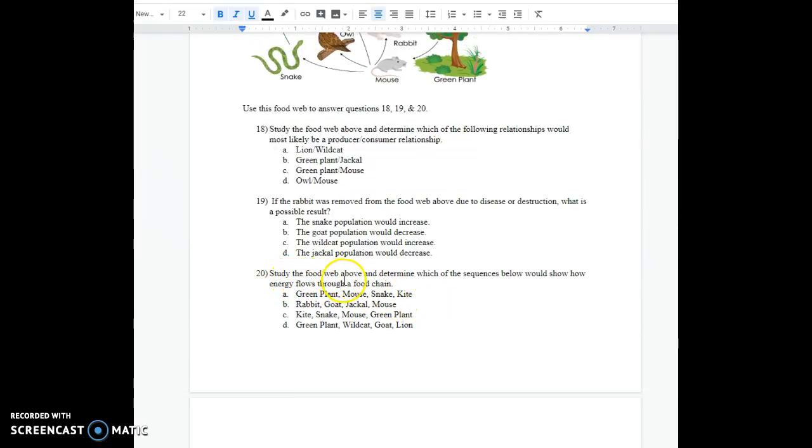20. Study the food web above and determine which of the sequences below would show how energy flows through a food chain. A, green plant, mouse, snake, kite. B, from rabbit, goat to jackal to mouse. C, kite to snake to mouse to green plant. D, green plant to wildcat to goat to lion.